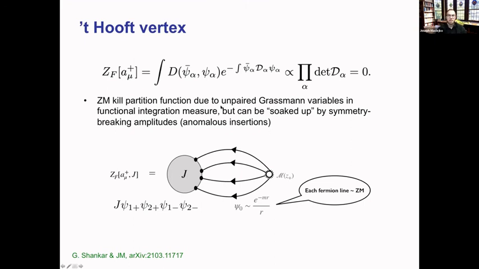Another way to see this is that if you decompose this Grassmann integration measure in terms of the eigenmodes of the Dirac operator, for the zero modes, they do not appear in the action because their contribution here will be 0. So you have these unpaired Grassmann integrations that give you 0 once again because of the rules for Grassmann integration. Physically, what this is telling you is that the vacuum amplitude is 0, but there should be some symmetry breaking amplitudes that are not 0, because if we have anomalous insertions with the right number of fermion operators, then this will soak up the zero modes in the Grassmann integration.